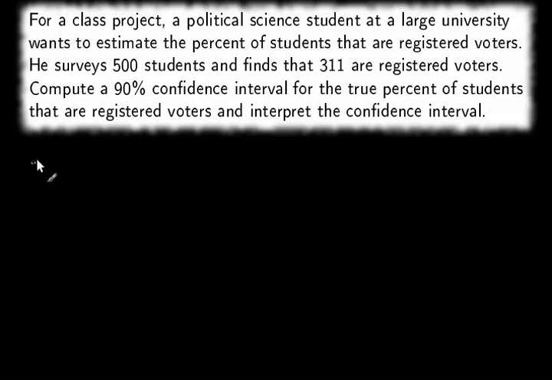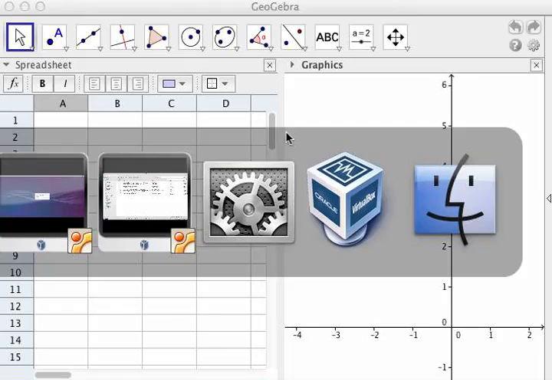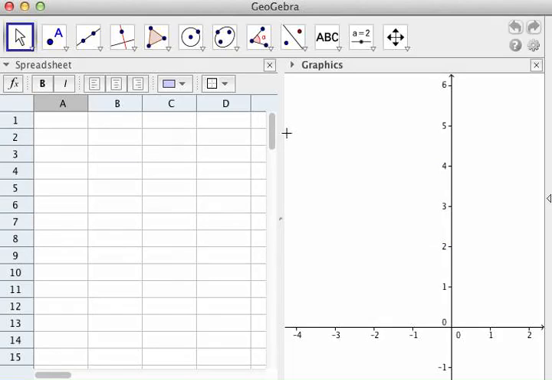So we're going to ask GeoGebra to actually calculate the confidence interval. What we really need to do is just collect the information on the sample size, 500, the number of successes or positive responses, 311, and the confidence level of 90% or 0.9. And once we have those three pieces of information, we can hop over to GeoGebra and ask.